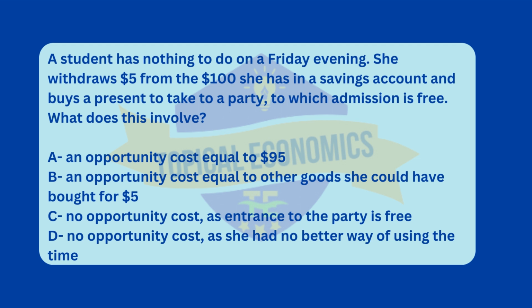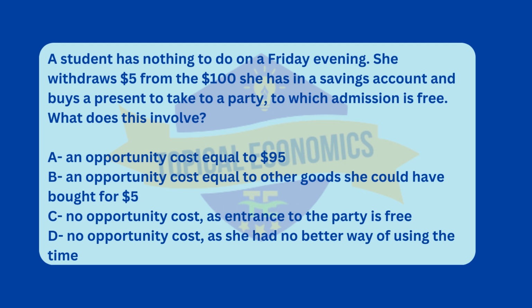Starting with the first question. A student has nothing to do on a Friday evening. She withdraws $5 from the $100 she has in a savings account and buys a present to take to a party, to which admission is free. What does this involve? A. An opportunity cost equal to $95. B. An opportunity cost equal to other goods she could have bought for $5. C. No opportunity cost, as entrance to the party is free. D. No opportunity cost, as she had no better way of using the time. This question is from year 2022 May-June version 1 paper.